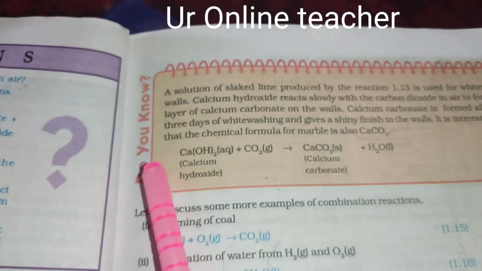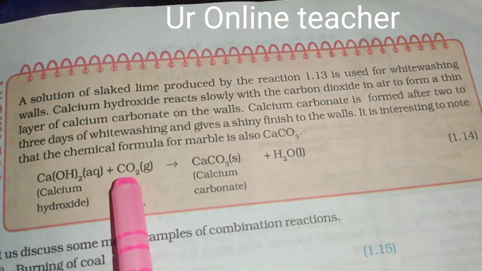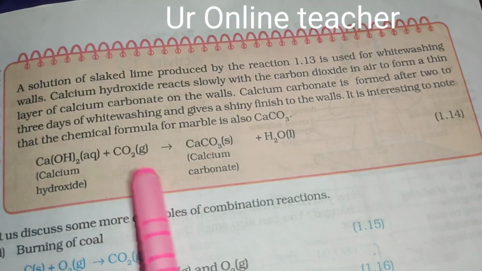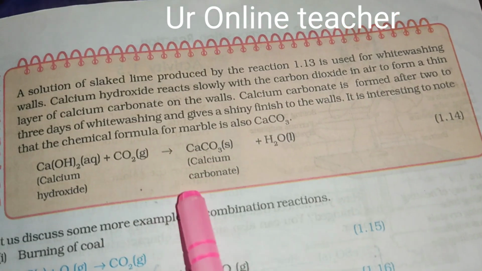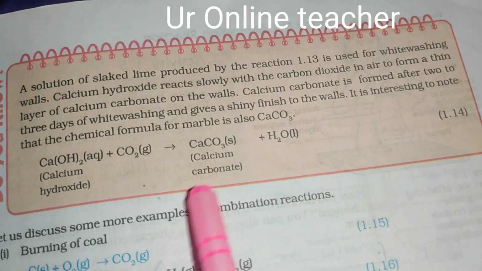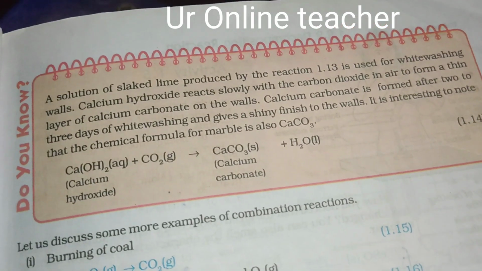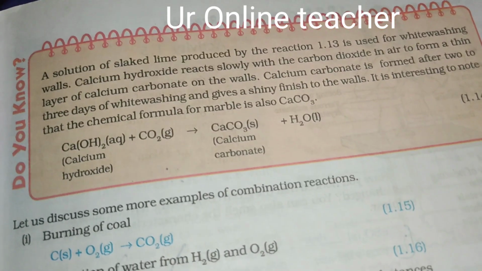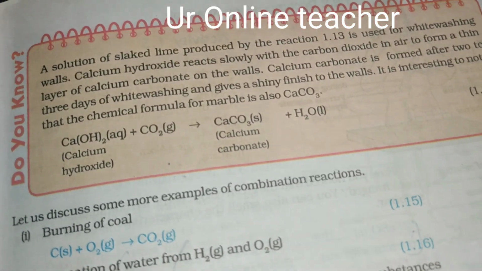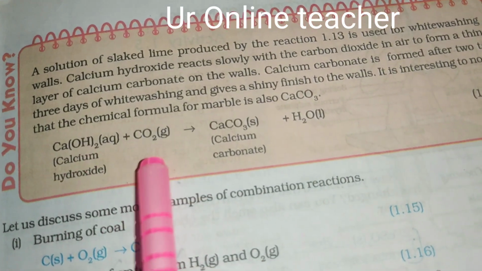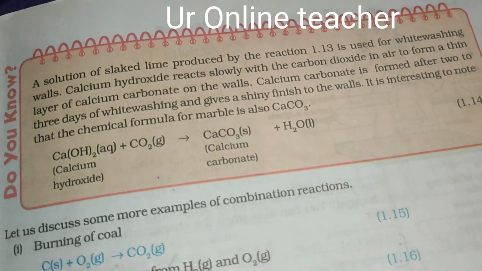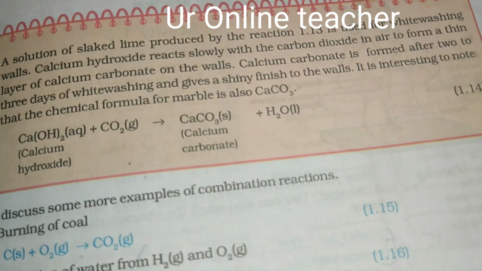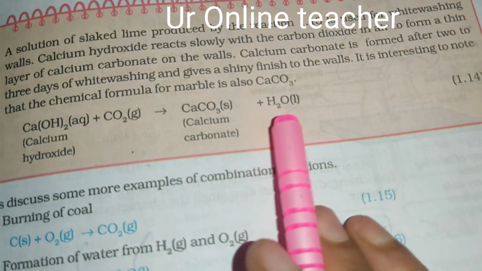After calcium hydroxide is formed, it reacts with carbon dioxide. Calcium hydroxide reacts slowly with carbon dioxide in the air to form a thin layer of calcium carbonate on the walls. This calcium carbonate is formed 2 to 3 days after whitewashing, and it gives a shiny finish to the walls. After we paint the walls with calcium hydroxide, it slowly reacts with the carbon dioxide in the atmosphere and forms calcium carbonate. That's why the walls get a very shiny finish, and water is released.